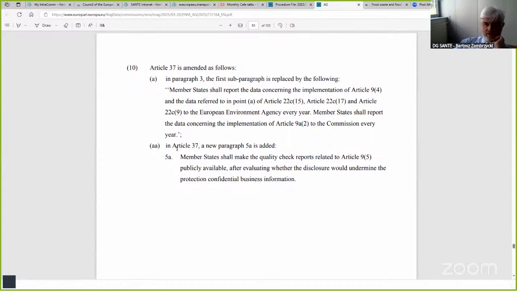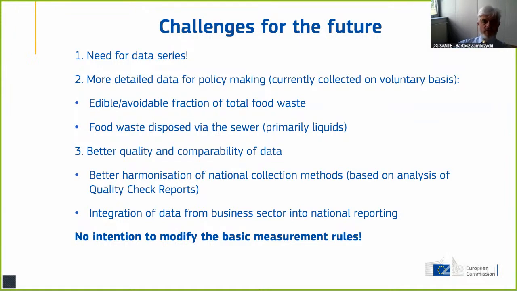There is a new addition: when we have the rule on reporting, that the member states shall report the data, there is now a new provision that member states shall make the quality check reports related to food waste publicly available. So this is a bit of a new thing, what member states now send to Eurostat, and I think Eurostat also published it when member states volunteered. I saw that on the website of Eurostat. But now, after checking that there is no confidential business information there, the member states are to publish this quality check report, so everyone could see how his country or other countries collect and report the data. So I would say this is the key new item on measurement coming from the new directive.